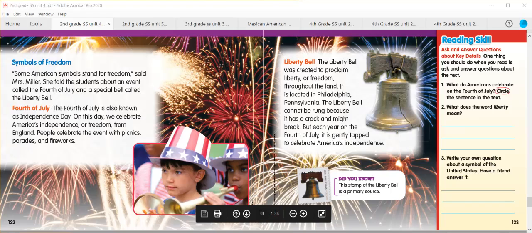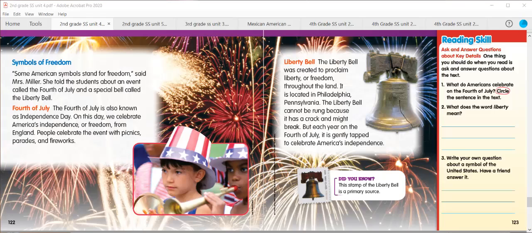Symbols of freedom. Some American symbols stand for freedom, said Mrs. Miller. She told the students about an event called the 4th of July and a special bell called the Liberty Bell. 4th of July. The 4th of July is also known as Independence Day. On this day, we celebrate America's independence, or freedom from England. People celebrate the event with picnics, parades, and fireworks.